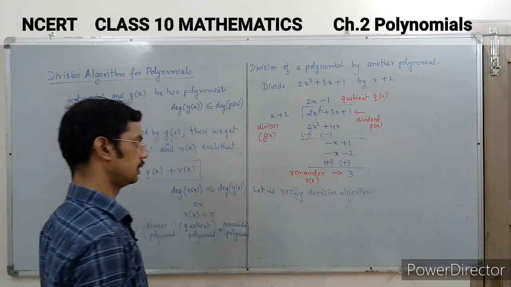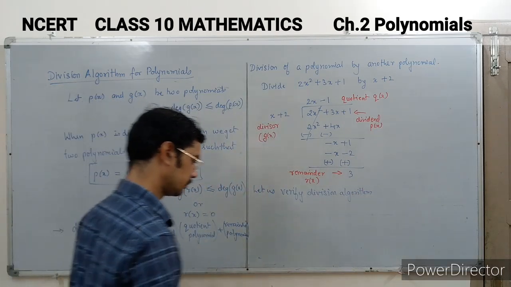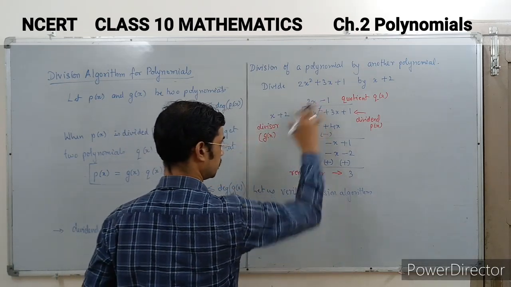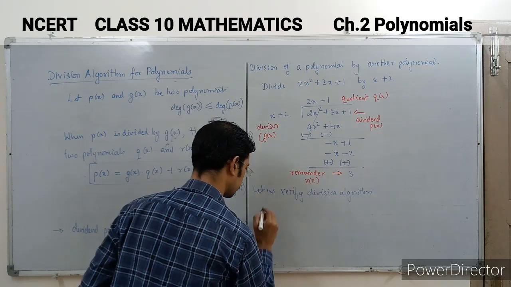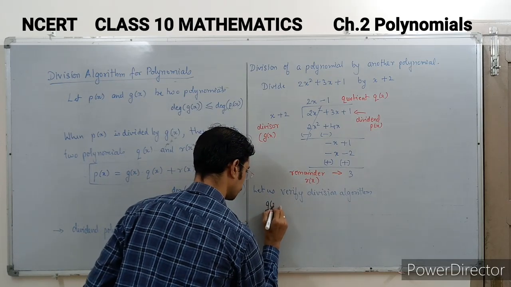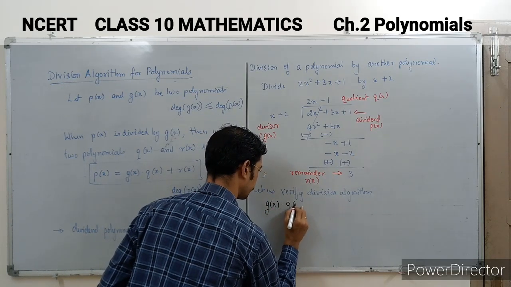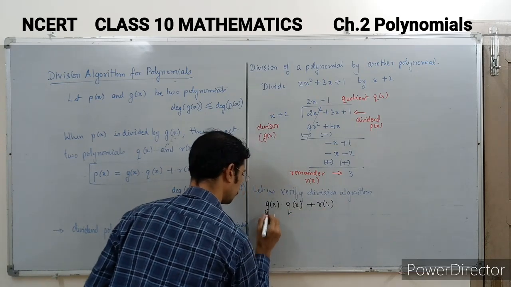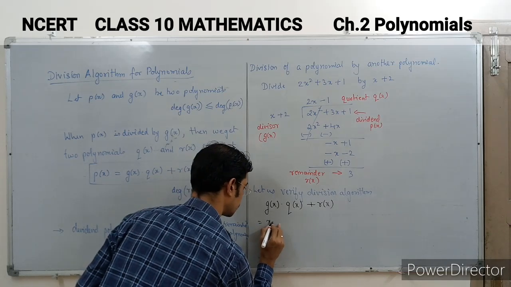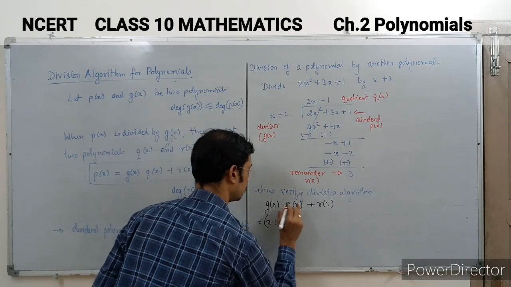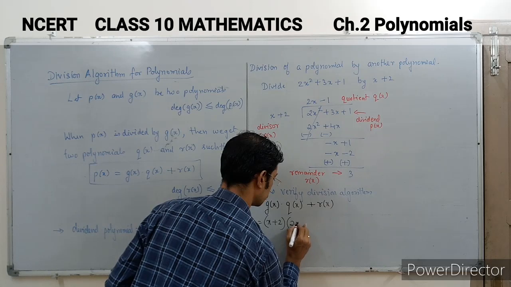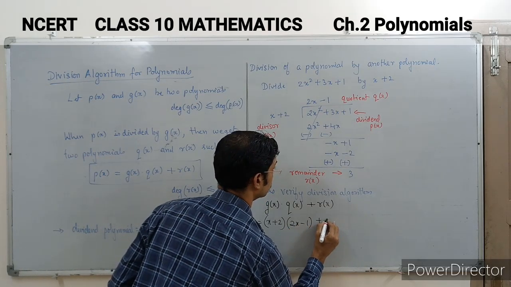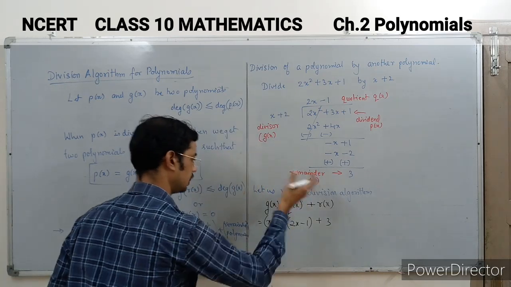Let us verify the division algorithm. For this purpose, we will be taking two numbers, g of x and q of x, and add it with r of x. So we will consider g of x into q of x plus r of x. Okay, and what is g of x? G of x is x plus 2, and q of x is 2x minus 1, and then you add 3, which is r of x.